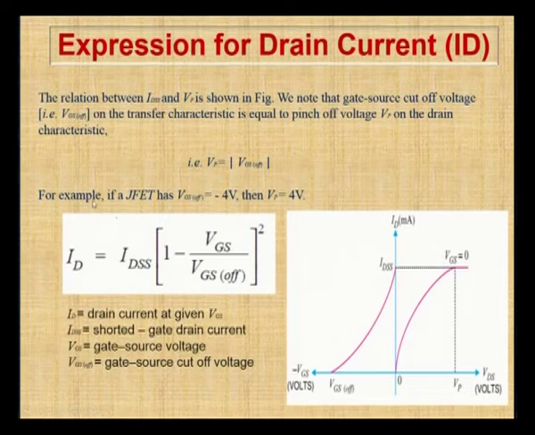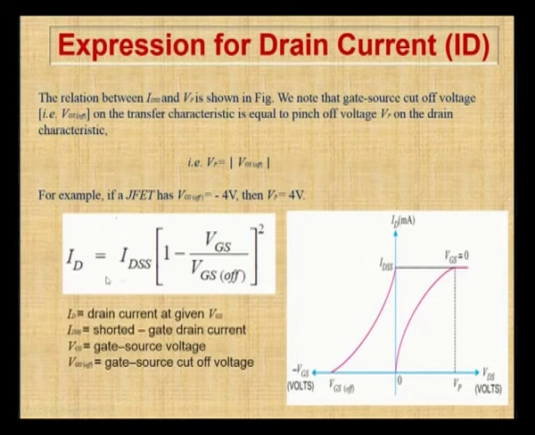And from this we can have the drain current expression as ID equals IDSS times (1 minus VGS divided by VGS(off)) whole squared, where ID is the drain current at given VGS, IDSS is the shorted gate drain current, VGS is the gate source voltage, and VGS(off) is the gate source cutoff voltage. This is the expression for the drain current.